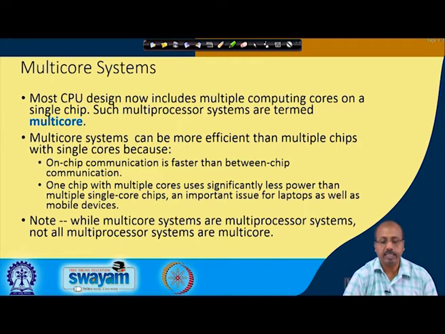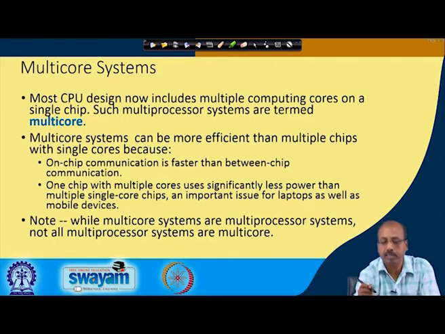In the CPU design that we have now, there are multiple computing cores on a single chip. They are called this type of multiprocessors. They are termed as multi-core systems. Now, it is very common to have say 4 to 8 cores on the standard CPU chips that are coming out. So, multi-core systems can be more efficient than multiple chips with single cores because of this reason.